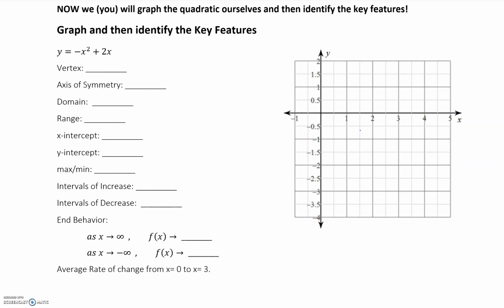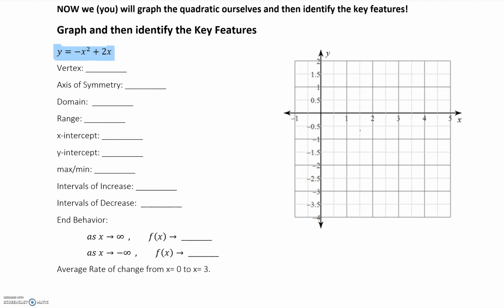We are going to graph quadratics and then identify these key features or characteristics about them. Alright, so looking here at this first example, we first need to understand the equation that we are given. It says y equals negative x squared plus 2x.